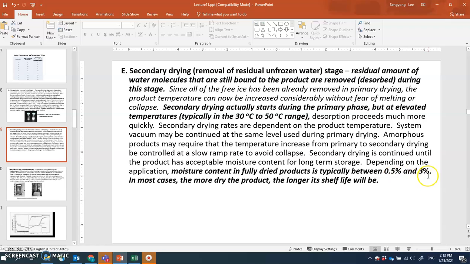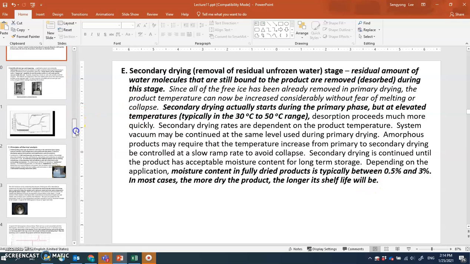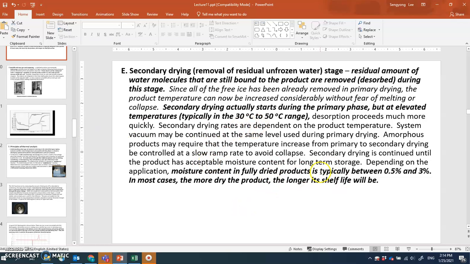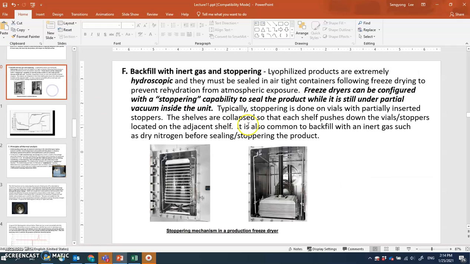Okay, so less than 1% is actually ideal. In most cases, the more dry the product, the longer its shelf life is, because if you remove water, hydrolysis is less likely to take place, so your drug molecule will stay stable for a longer period of time. So the more water molecules removed, the more your drug's stability will be extended. That's what it means.